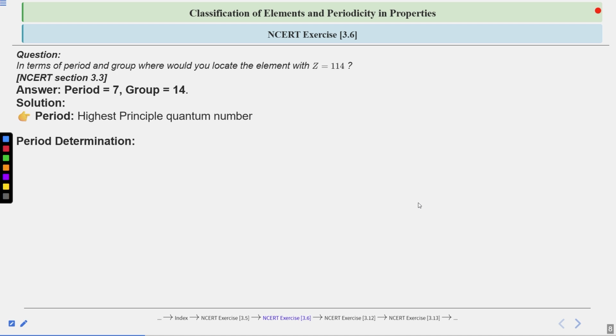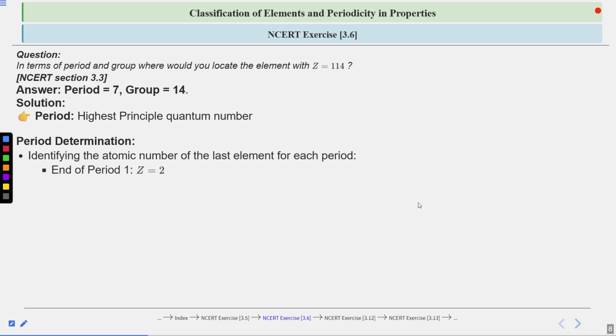First of all, we will move to the period determination. Now to identify that, we will look for the elements that are present in each period. So for the first period, 2 elements are possible. Okay, so Z equals 2 is the maximum possible for the first period. Then we will move on to the second period. In the second period, 8 elements are possible. So 2 plus 8 gives you 10 elements. Then in the third period, again 8 elements are possible. So 10 plus 8, 18.